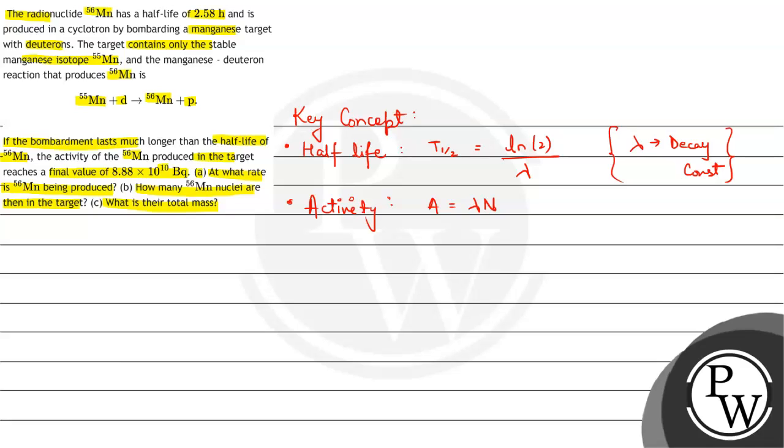And let's check our solution. So for the solution, question A asks us at what rate is Mn56 being produced. Mn56 is being produced by this reaction. So we can write here the rate at which 56 Mn is being produced after the reaction reaches a constant value of 8.88 × 10^10 Bq. So here activity will be equal to rate of production.